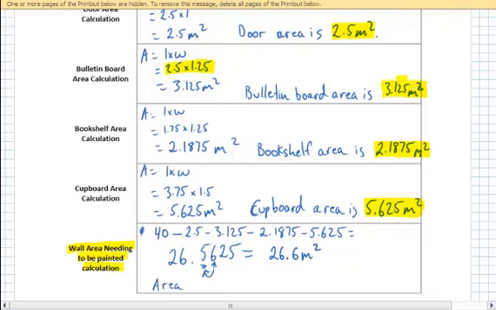Area of wall needing paint is 26.6 meters squared. And that's my final answer. If you've done that, you've finished the review, and that's what your test is going to be like.